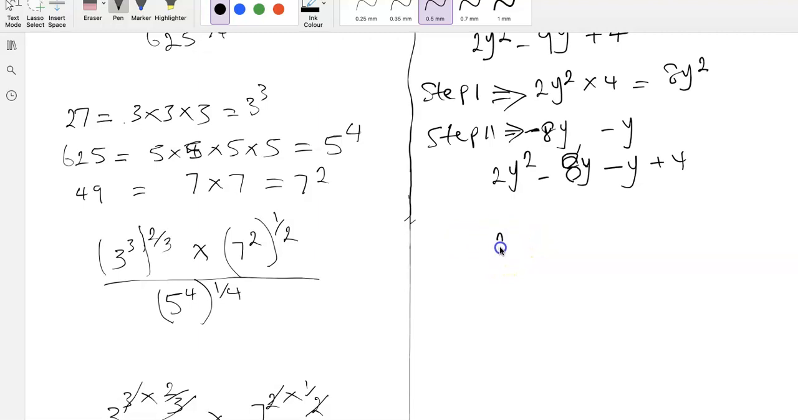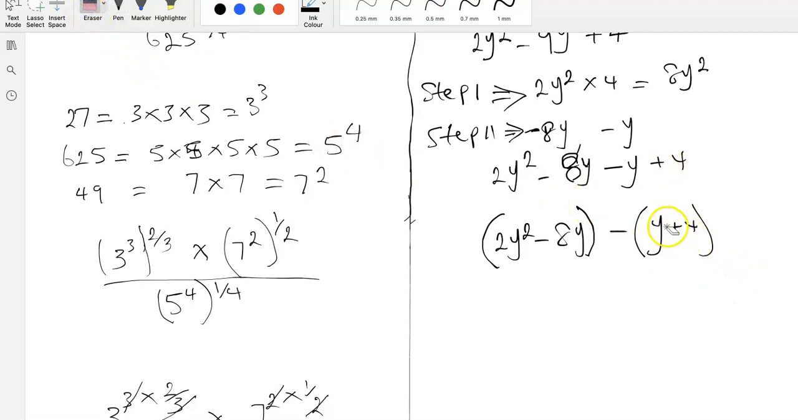Alright, so what I'm going to do is to put them in brackets or group them. So I'm going to say 2y squared minus 8y, bracket, minus y plus 4. Because there's a minus sign before the bracket, this plus will change to minus, so the y is going to change to minus. Now we're going to look for common factors in the brackets.